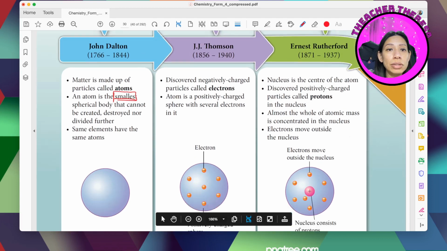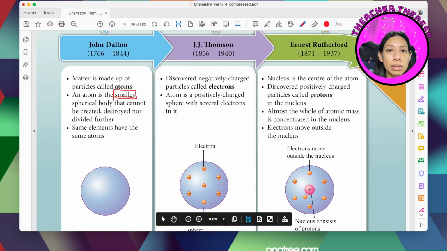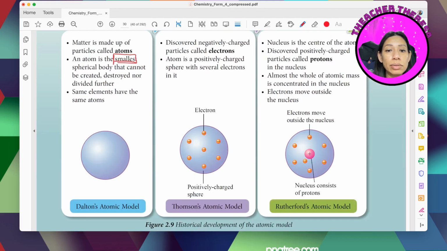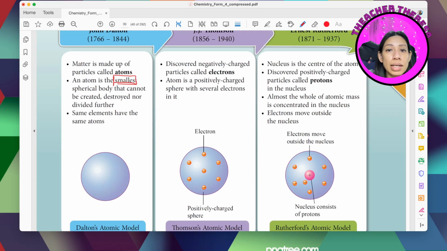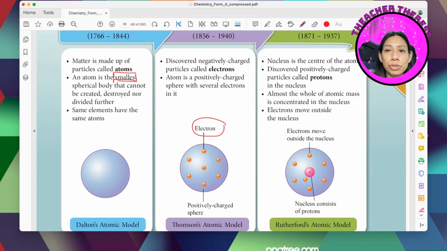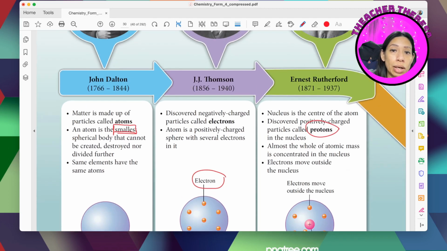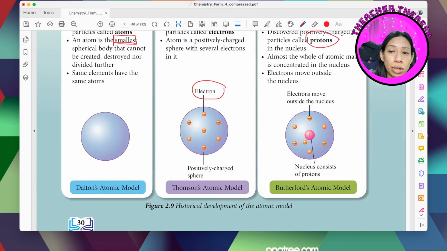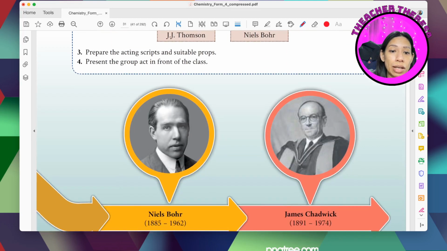Now further on you have Thomson. Thomson discovered electrons. After Thomson, we have Rutherford. Rutherford discovered protons. So it's still not complete, even though after Rutherford we have already discovered the electron and proton. Now further up we have Bohr.